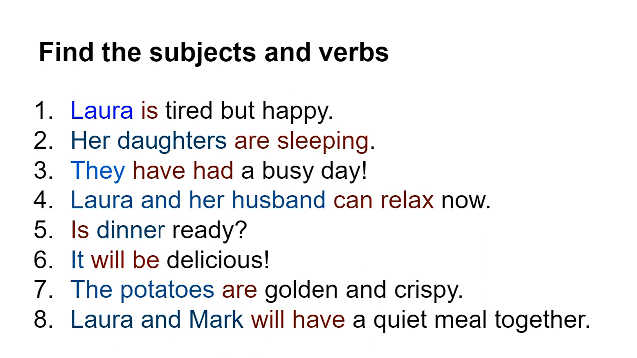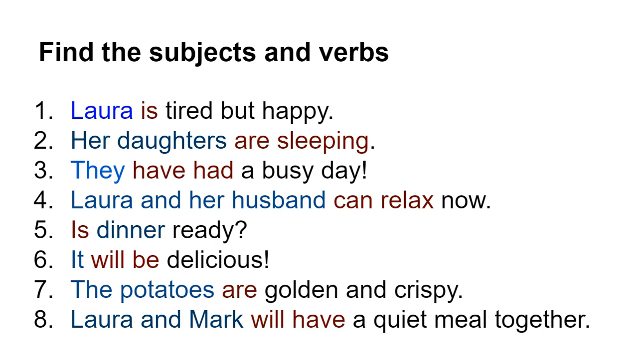All right, here we go. So Laura is, the verb to be, is what? She is tired but happy. So tired and happy are adjectives describing Laura, but is the verb. So I have a subject, Laura, I have a verb, and I have a complete idea. Number 2, we know daughters is the subject. What are they doing? What's the verb? They are sleeping. So remember, the verb to be with ing is the present progressive, something that is happening right now. Right now, her daughters are sleeping. So here I have subject and verb, which expresses a complete idea, and I have a period at the end.